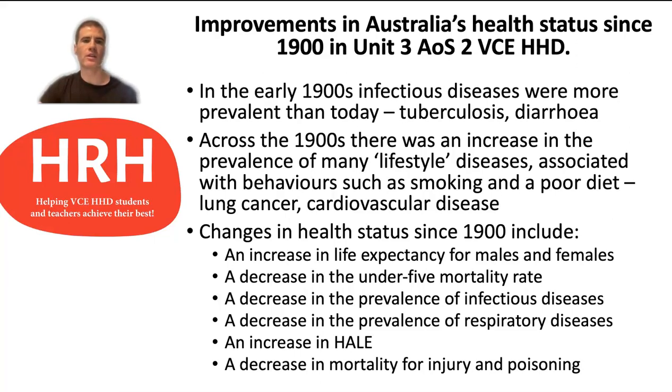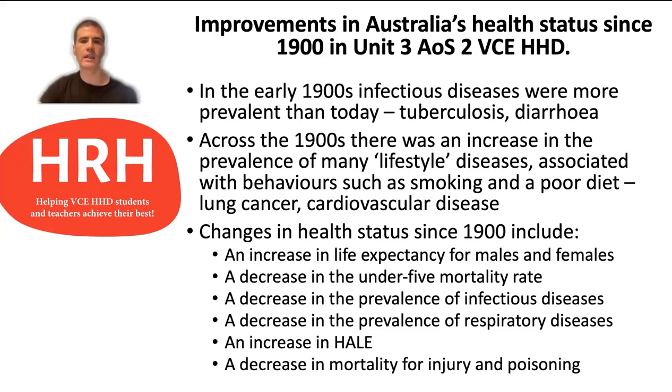A couple of things to take note of. In the first point there, it mentions that in the early 1900s, infectious diseases were much more prevalent than they are today. We'll talk about this a bit more in our upcoming video on the old public health, but a couple of examples of those are tuberculosis and diarrhea. When we're talking about infectious diseases, we're typically talking about conditions caused by bacteria or viruses that can be spread from one individual to another.